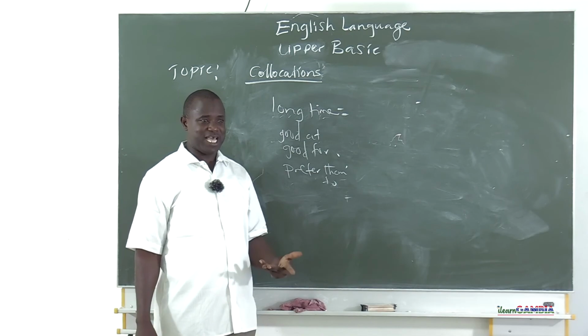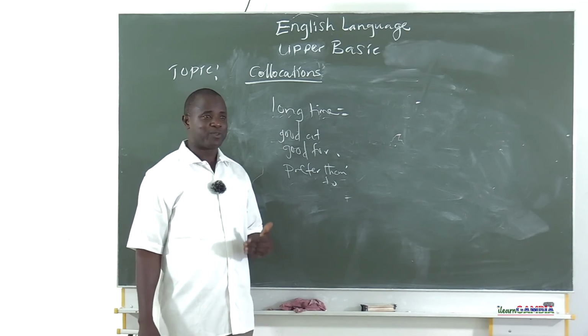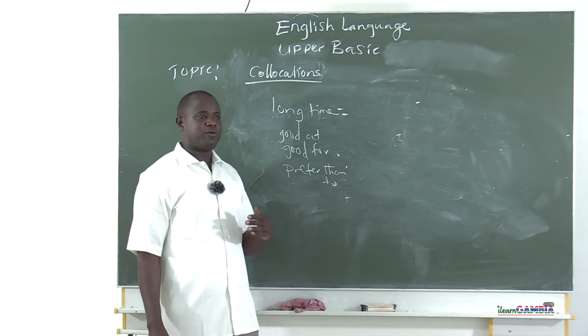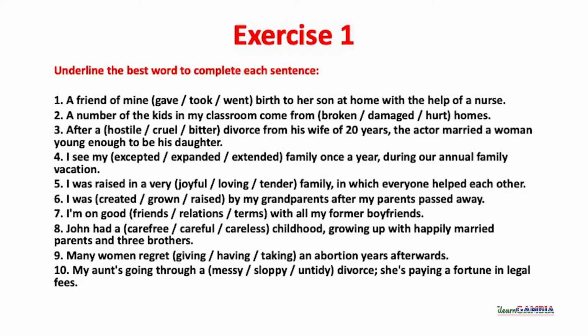Let us look at our exercise and see if you actually understand what we have discussed. What do we do? Underline the best word to complete each sentence. The words are found in the bracket. Now underline the one that can complete each sentence. Sentence 1 says, a friend of mine dash. Now in the bracket, what do you have? Gave, took, went. Now underline the one that is fitting in the sentence. A friend of mine dash to her son at home with the help of a nurse. Is it gave birth, or took bath, or went to bath?